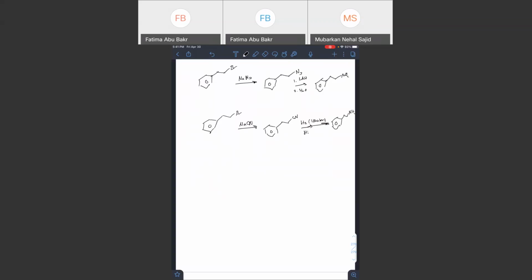So here are two different methods. Sometimes you're going to start off with a CN, so you know you need to use this method. And sometimes you're going to start off with a nitrile, so you need to use the LAH method. But if you start off with a halogen, then you can use either one you want.